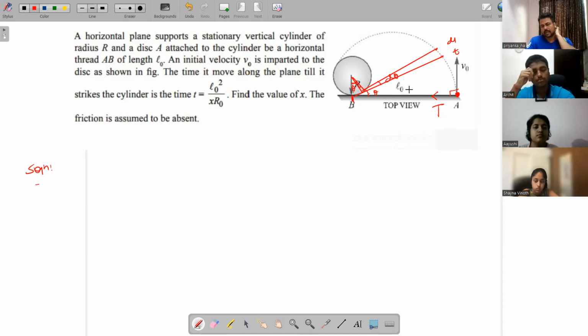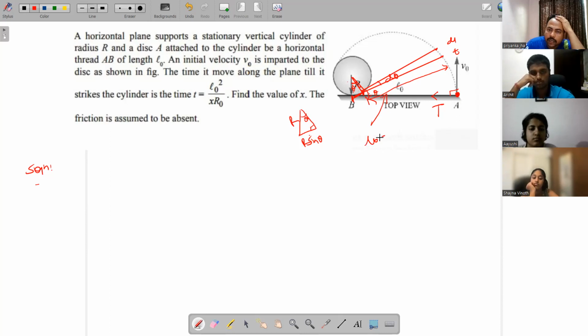But after some time, some part of this rope will get wrapped. So suppose this part of the rope has got wrapped. What is the length of this part of the string? You can see that this is R. This is 90, this is theta, and this is R, so this should be R sine theta. So this length will be L0 minus R sine theta from here to here, because this part is R sine theta.